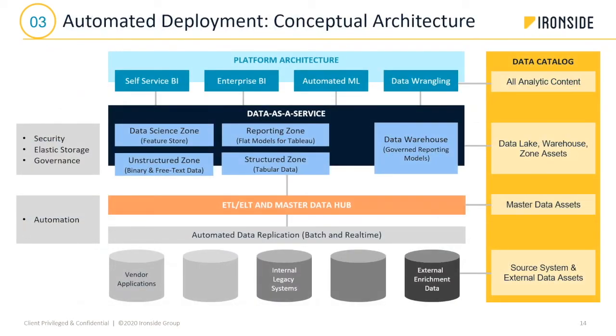And then thirdly, if we talk about automated deployment, this is a conceptual architecture that goes through what this would all look like at a high level. A lot of this is very similar to diagrams that you've probably seen. You've got various types of source and external data at the bottom. It's automated either in batch or real time to replicate into a staging area, and then via ETL or ELT, if you're doing any master data work, it's done there, and then it's brought into your warehouse and other zones so that it is available for all the different ways that people want to look at data: self-service BI, enterprise, machine learning, data wrangling. It becomes available for all of them.